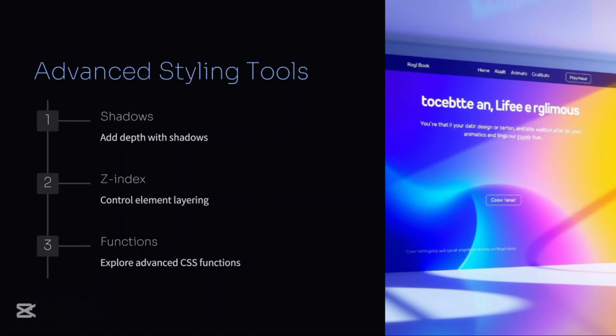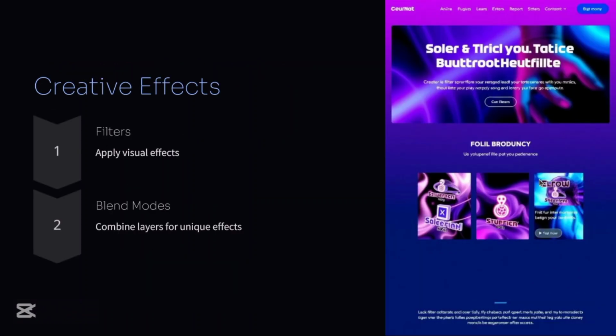Then we are going to look at what we call functions. So CSS has a range of inbuilt functions, and when we finally reach here, we are going to understand how to use functions. Then, just to add some cherry on top of what we're going to learn, we're going to look at some creative effects, that is filters, how you can apply visual effects, and blend modes, combining layers for unique effects. So filters in CSS mean you can apply effects you might only think were possible in a graphic application.